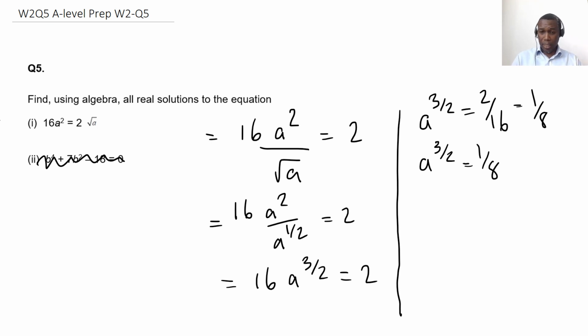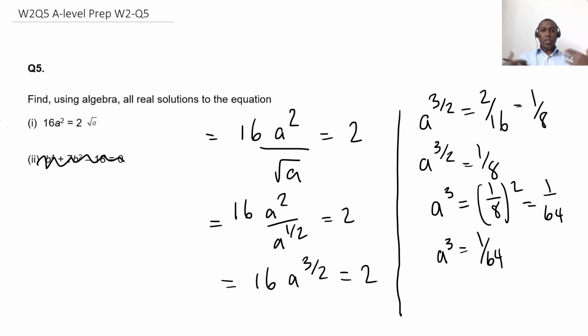That's one way of interpreting it. So I'm going to square both sides, and I'm going to do a to the power 3 is equal to 1 on 8 squared. So I'm getting rid of the square root, that's the denominator in the indices, and that is going to give me 1 on 64. So I now know a cubed is 1 on 64.